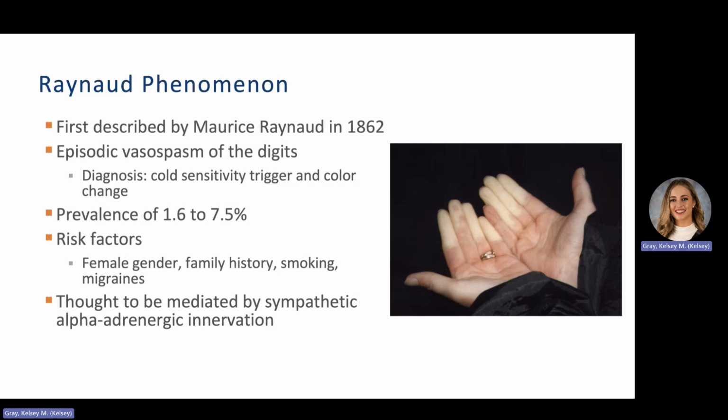The prevalence is 1.6 to 7.5%. Risk factors include female gender, family history, smoking, and migraines. It's thought to be mediated by a sympathetic alpha adrenergic innervation, although the mechanism is poorly understood. It's exacerbated by endothelial cell dysfunction, including increased endothelin 1 activity and decreased nitric oxide activity.